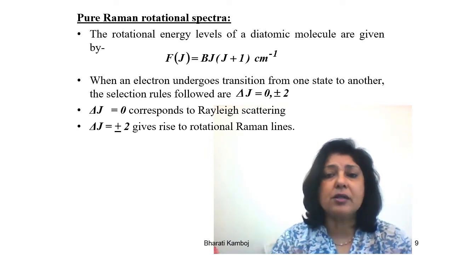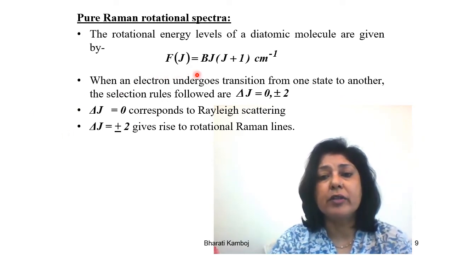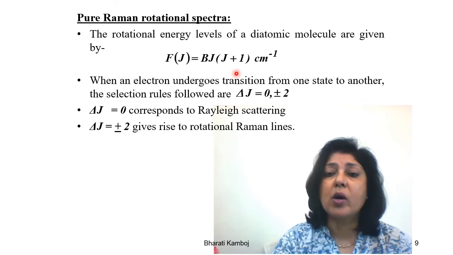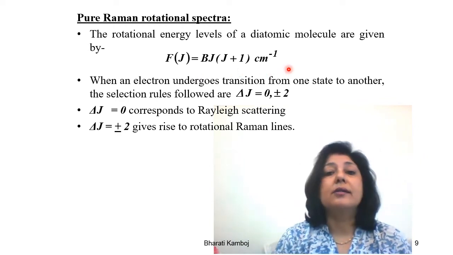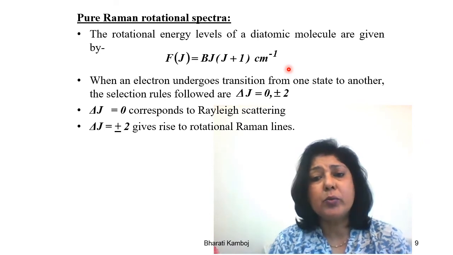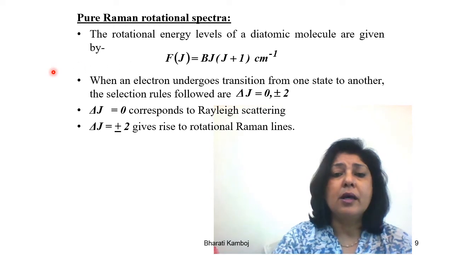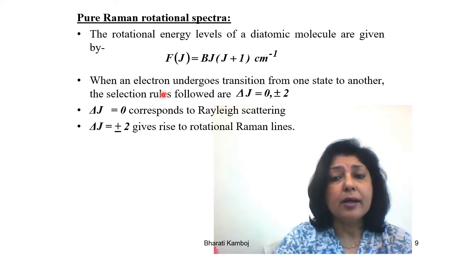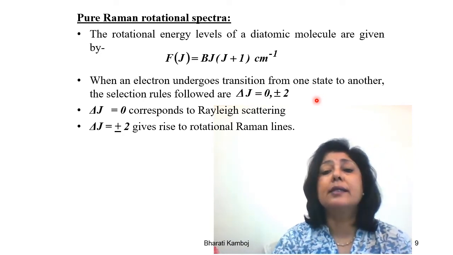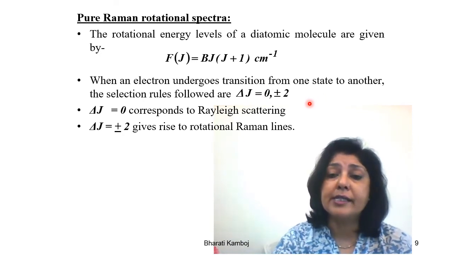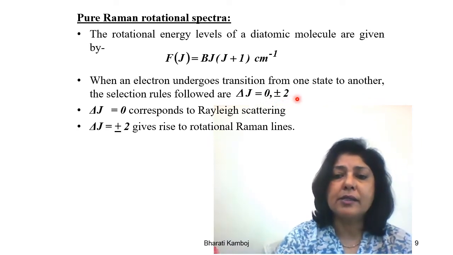in energy or the term value is given by F(J) equal to B J (J plus 1) centimeter inverse. What is J here? J is total angular momentum of the molecule and B is some constant. When the jump takes place, when this transition takes place, then the selection rule to be followed is that J changes by either 0 or plus minus 2.